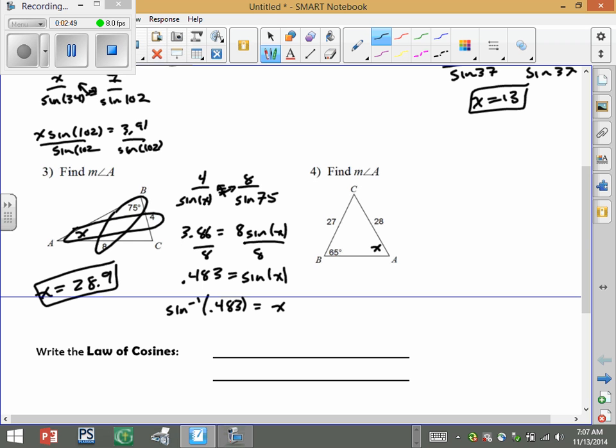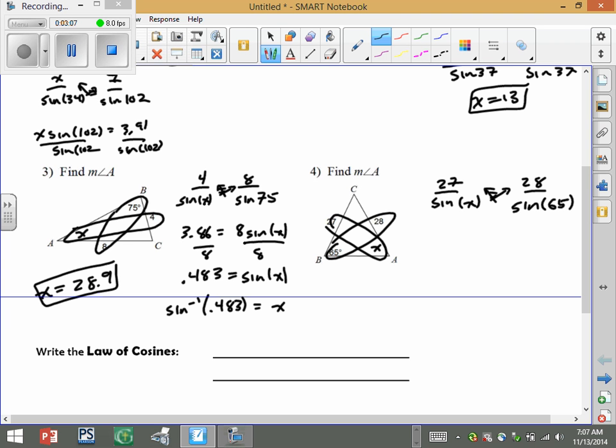And find measure of angle A. So here we go again. We'll circle our two sides. We have 27 over the sine of X, right? Angles always go with the trig function, and then 28 over sine of 65.